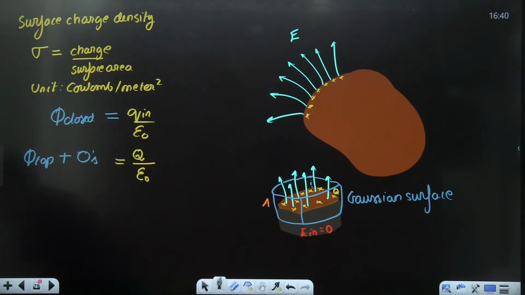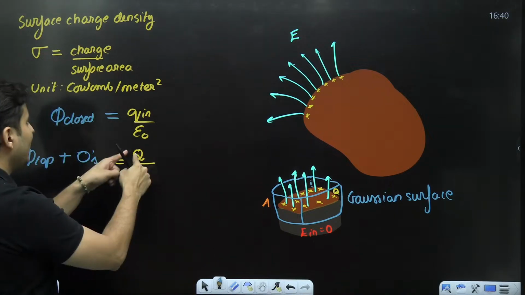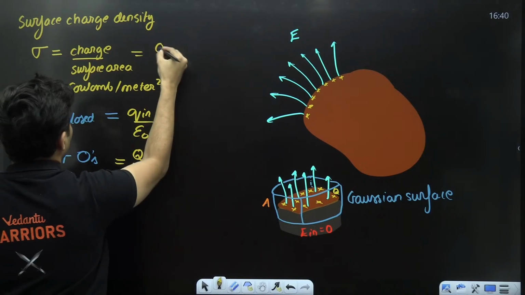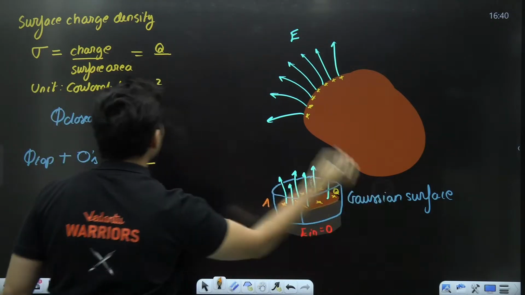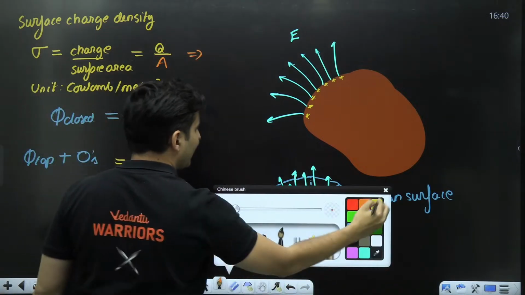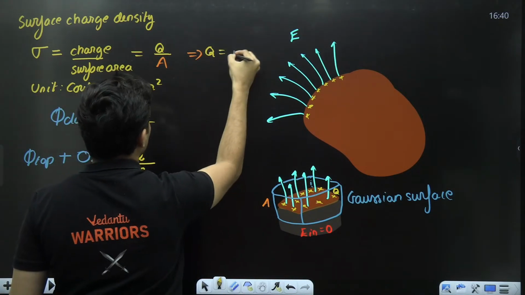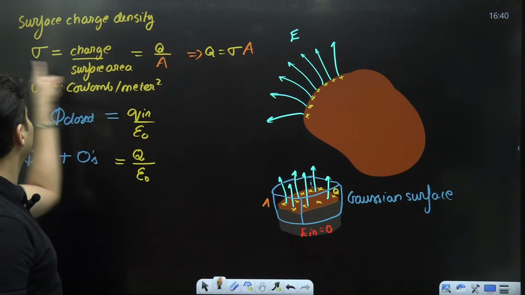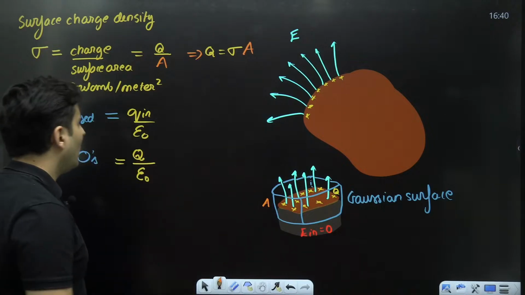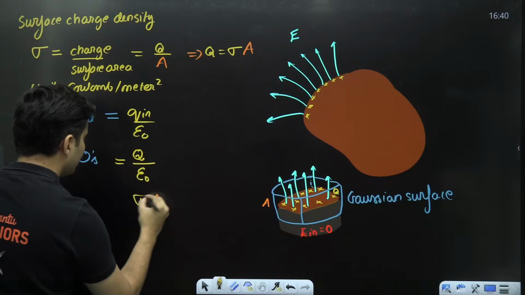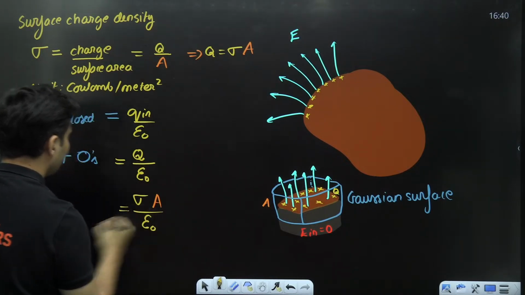Awesome. Now, what is this Q? You can observe this from here. This charge is Q. Area is basically nothing but that A. So, from this, can you not see what Q is? Q is basically sigma multiplied by that area. So how about just putting that right over here? It is nothing but sigma multiplied by area divided by epsilon naught.